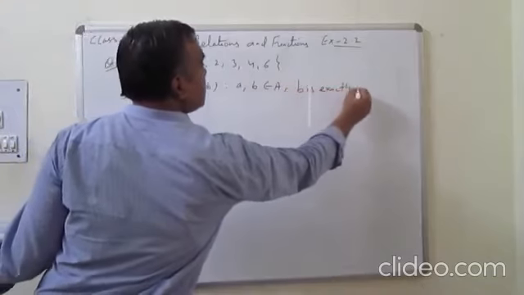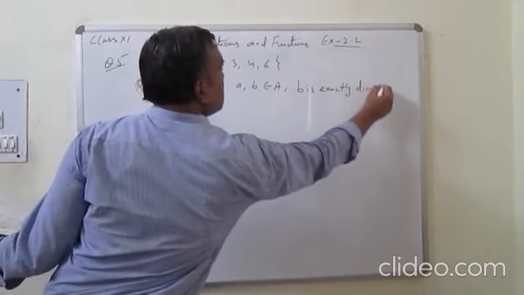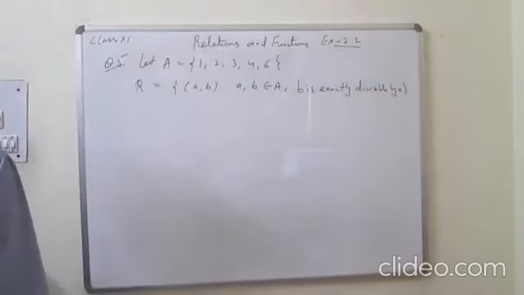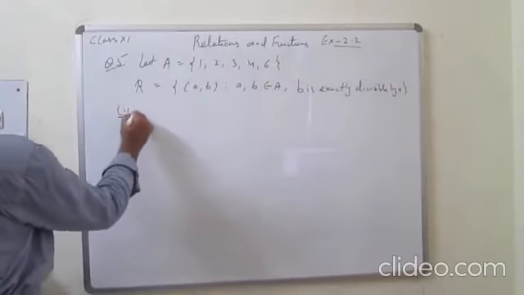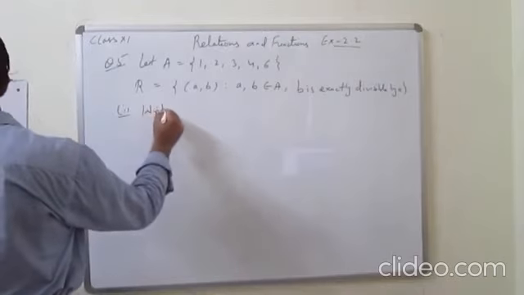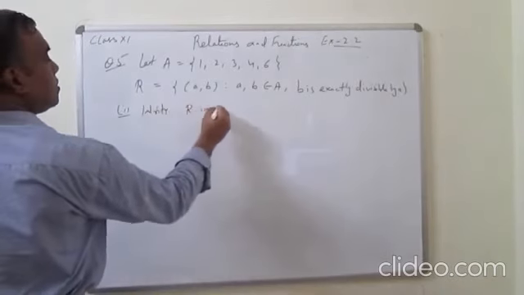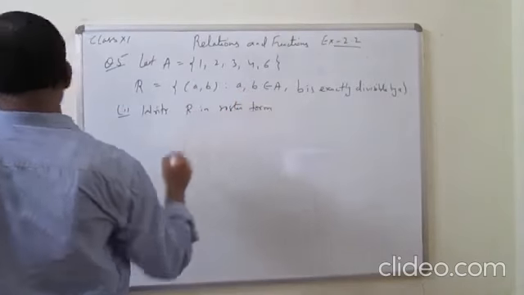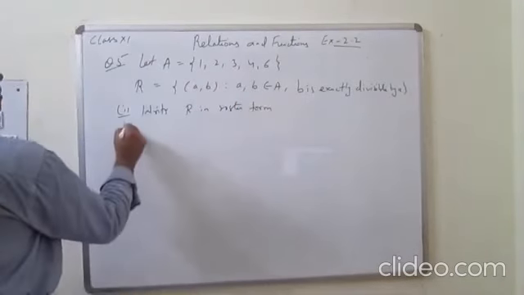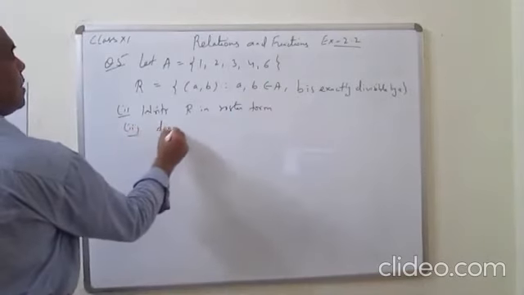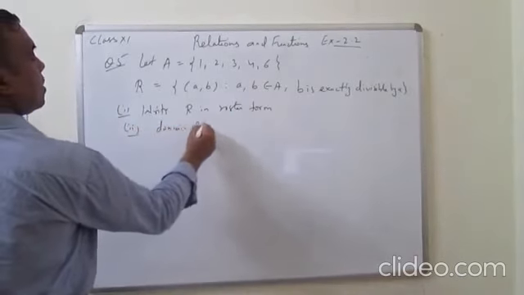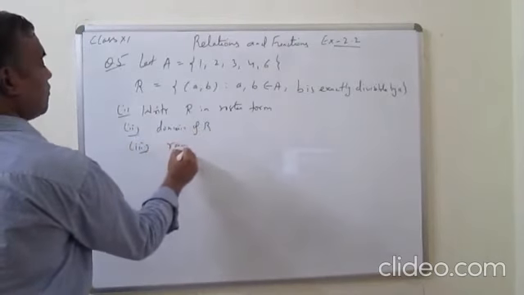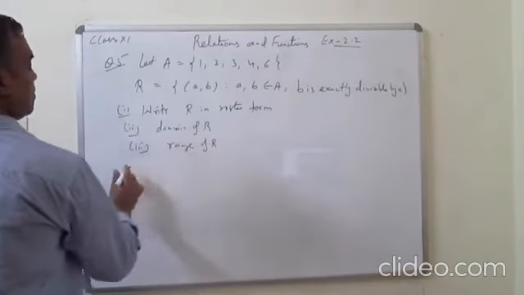b is exactly divisible by a. You have to write R in roster form, since it is given in set builder form. Second, the domain of R. Third, you write the range of R.